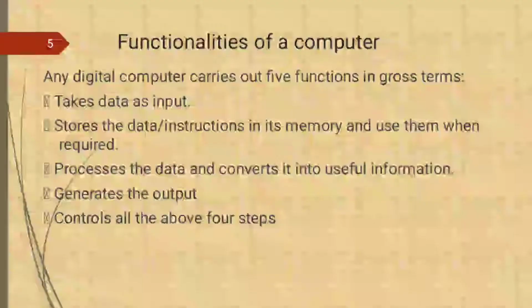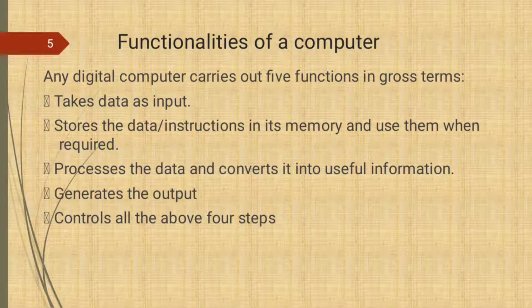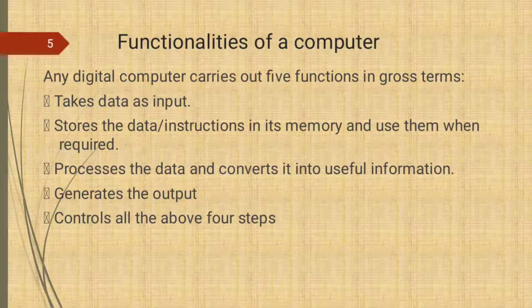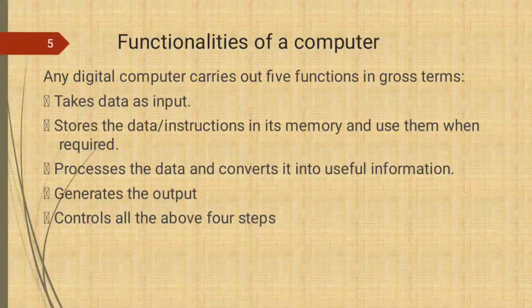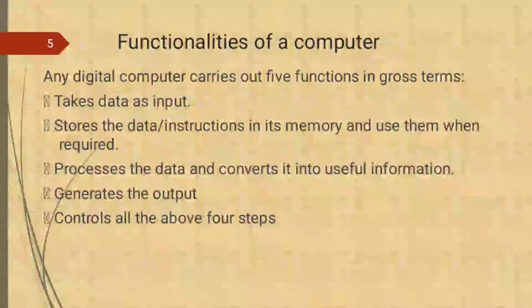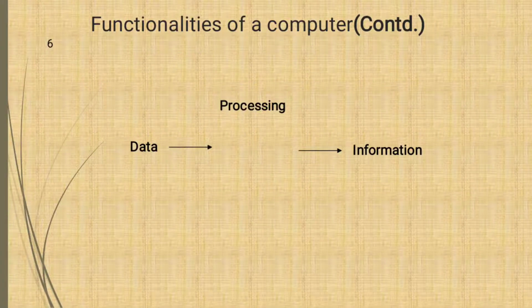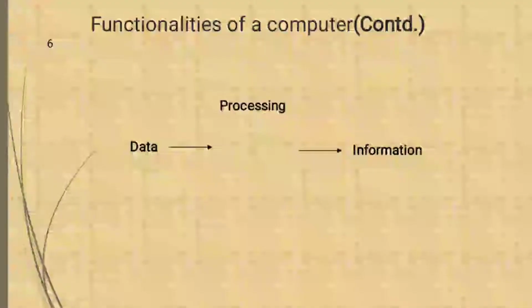Functionalities of a computer. Any digital computer carries out 5 functions in gross terms: takes data as input, stores the data instruction in its memory and uses them when required, processes the data and converts it into useful information, generates the output, controls all above 4 steps. Functionalities of a computer: processing data information.